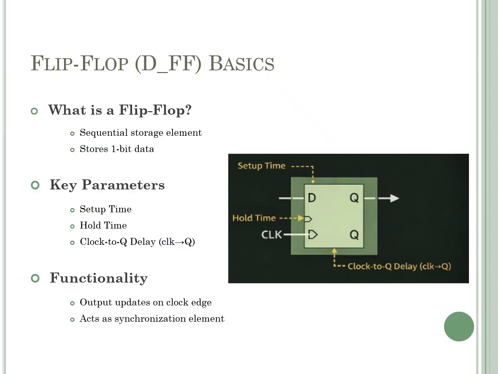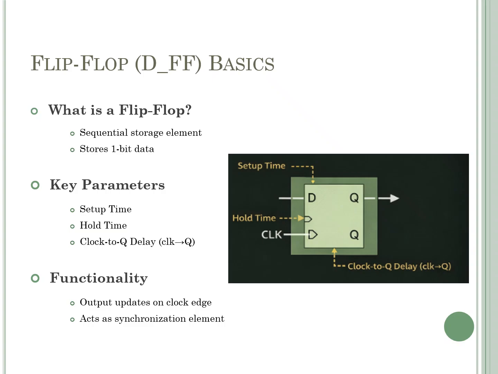In the previous slide, we saw that a timing path starts from one flip-flop and ends at another. So now let's understand the most important element in that path, the flip-flop. First, what exactly is a flip-flop? A flip-flop is a sequential storage element. What does it mean? It can store data and it remembers past values. Unlike combinational logic, which only depends on current input, a flip-flop depends on clock plus previous state. A flip-flop stores one bit of data, either 0 or 1.